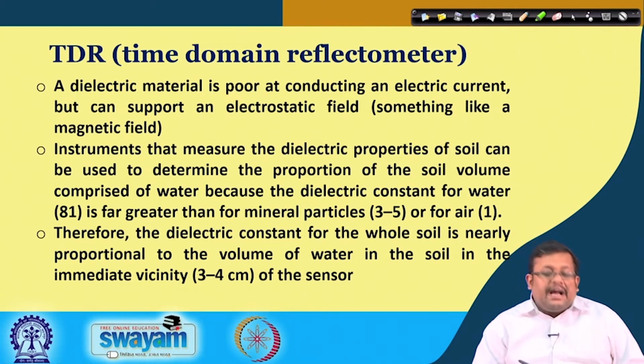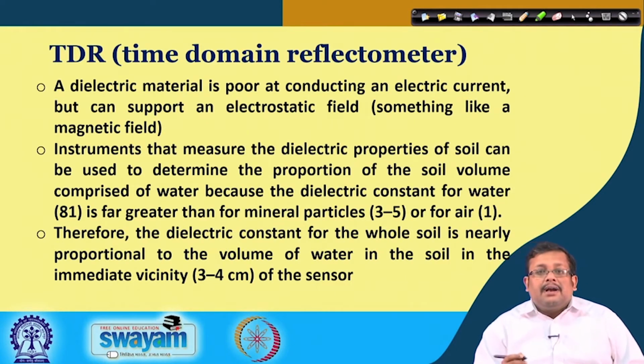Another method is called TDR or time domain reflectometer. The time domain reflectometer works on the principle of time domain reflectometry. Now you know that a dielectric material is poor at conducting electrical current. However, it can support an electrostatic field, something like a magnetic field. The time domain reflectometer can measure the dielectric properties of soil, which can be used to determine the proportion of the soil volume comprised of water, because the dielectric constant of water, which is basically 80, is far greater than other mineral particles.